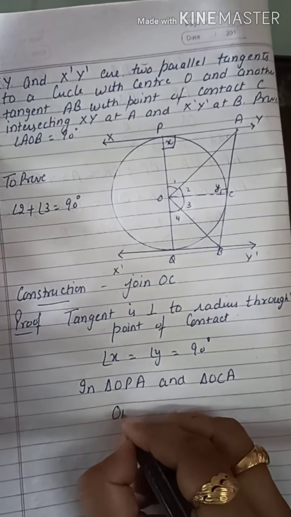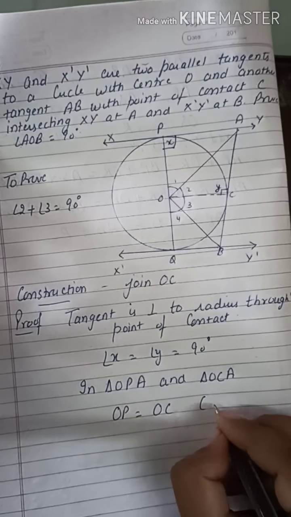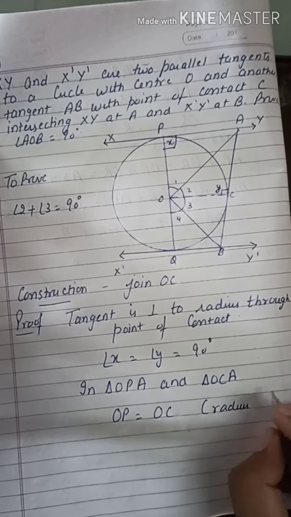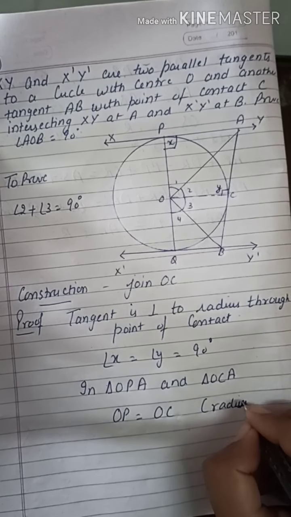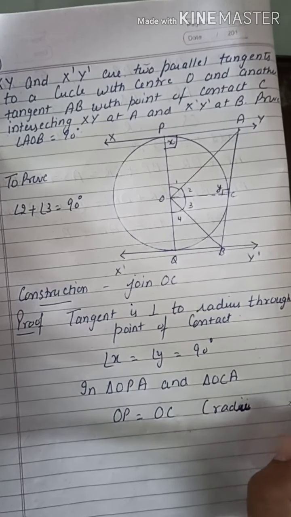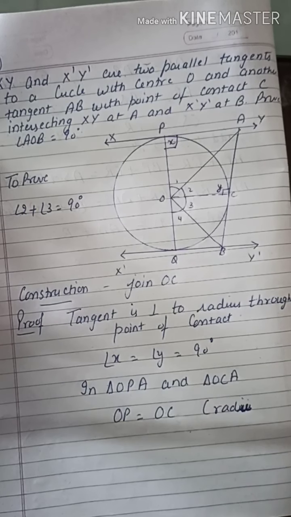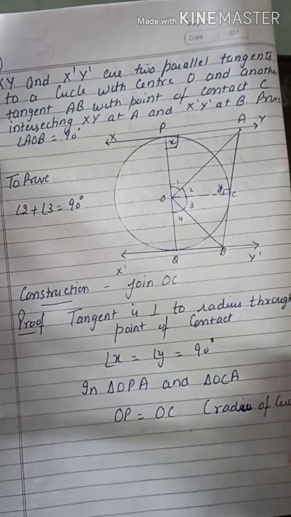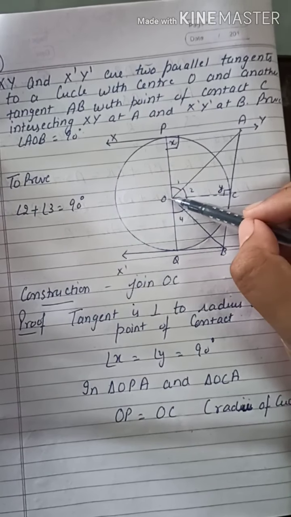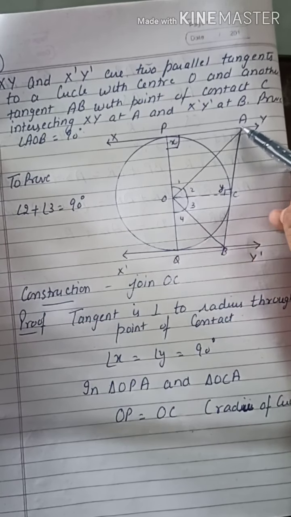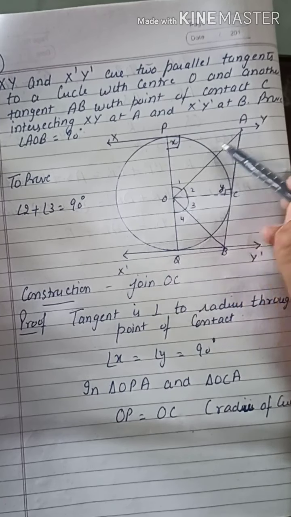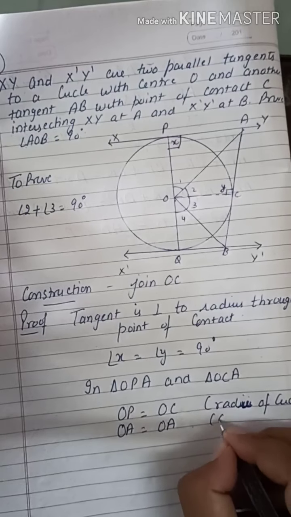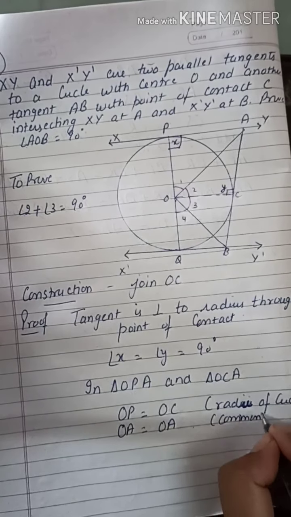So radius and radius are equal. OP is equal to OC, radii of circle. The lengths of the radii will be equal. Radii is the plural of radius. And OCA contains OA, OPA contains OA. So we can write OA equals OA, that is common.